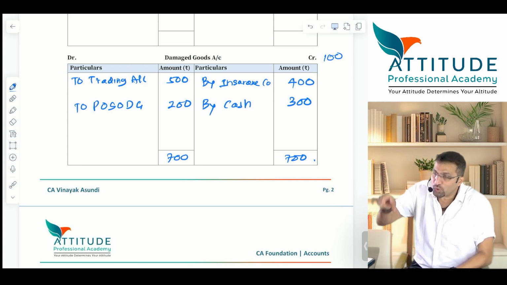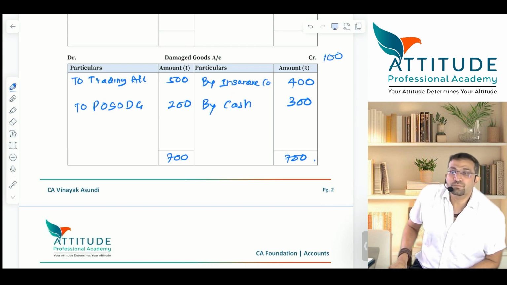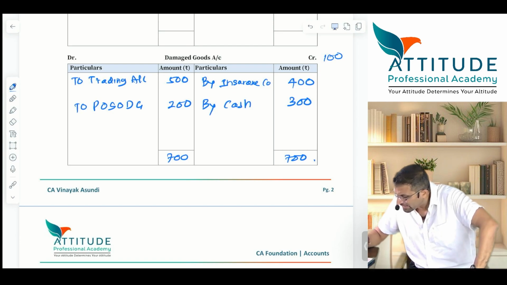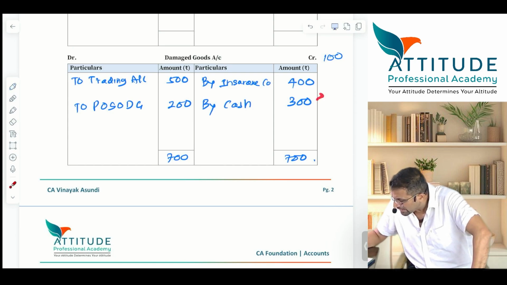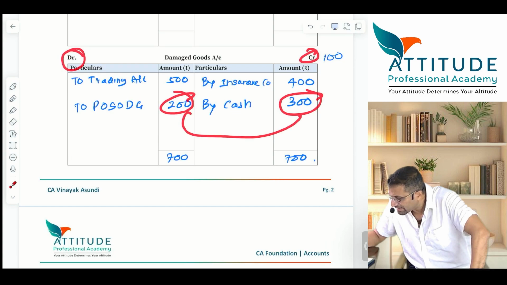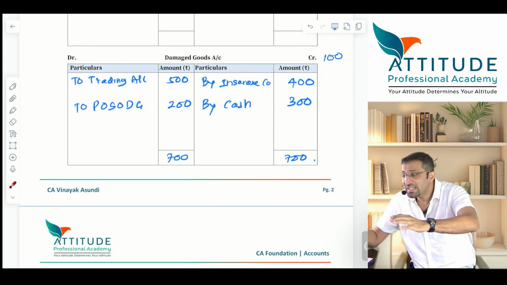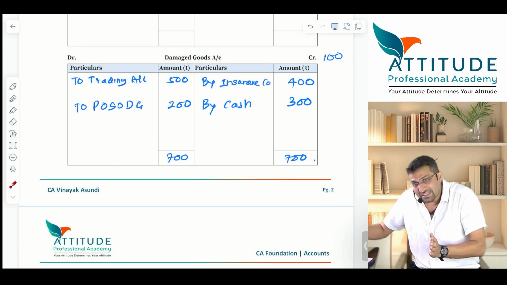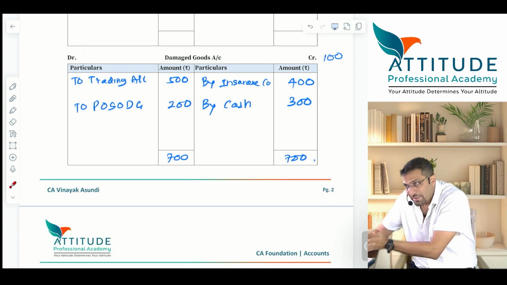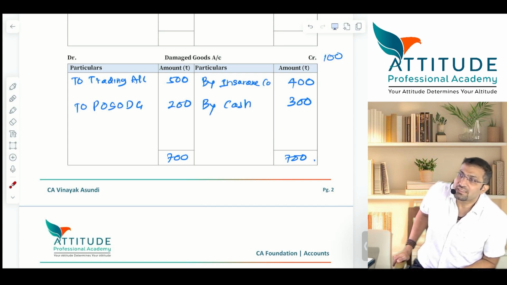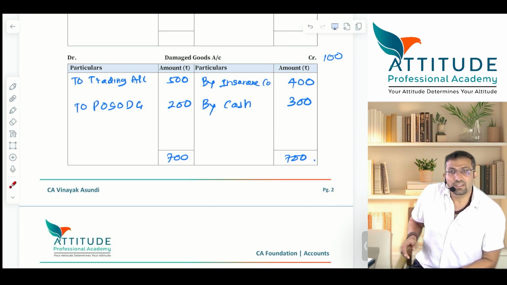Because profit has to be shown in damaged goods account. Is that clear? Now tell me, net effect is 100 only. Hello? 300 credit, 200 debit. What is the net effect? Net effect is credit how much? 100. और 100 ही credit होना चाहिए ना, मगर जब दिखाने का है ना, I want to show that profit in damaged goods account, I should show there only. Is that clear? Understood? Take down.